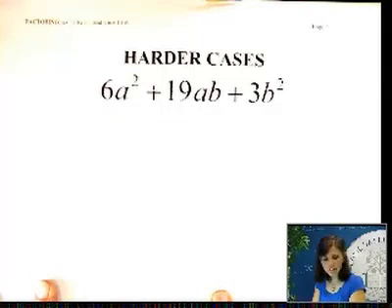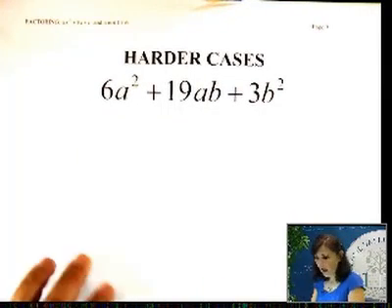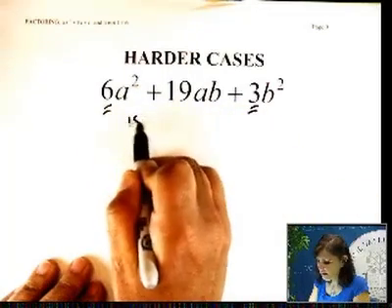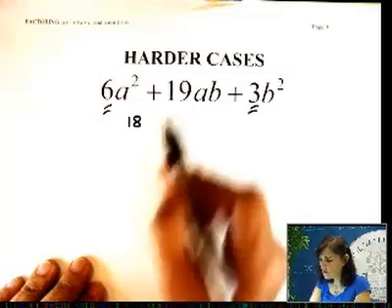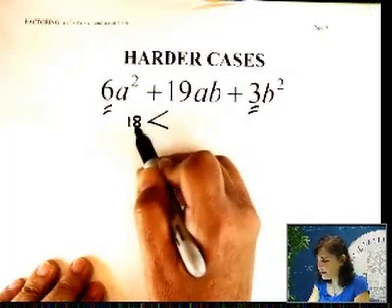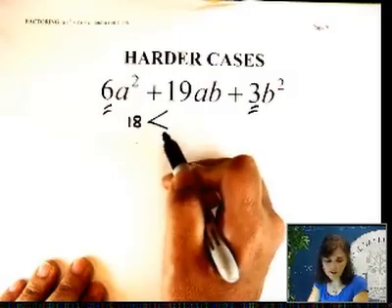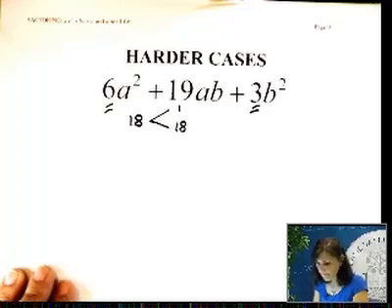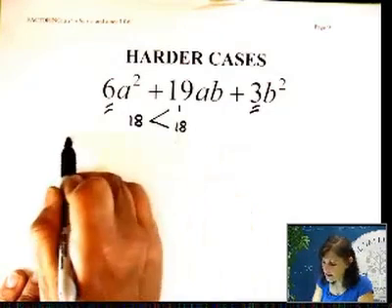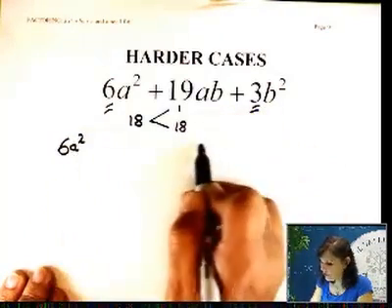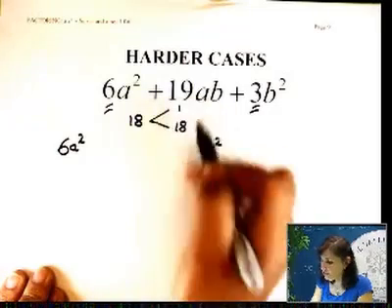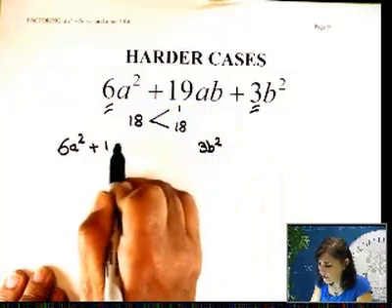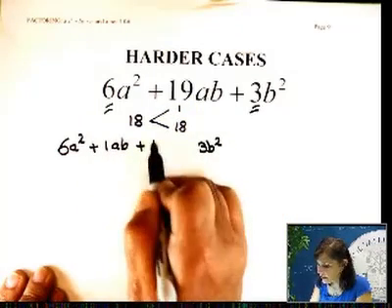Harder cases. How do I do this one? I just kind of look at the numbers first. 3 times 6 is 18. Okay, I'm looking for two numbers that when they are multiplied, it gives me 18, and when they're added, it gives me 19. That's obvious, 1 and 18. Now, look how you do it. You go, okay, 6a squared, you don't touch that one, and 3b squared, you don't touch that one. But the middle term, you're going to write, this one is ab, 1ab, plus 18ab.